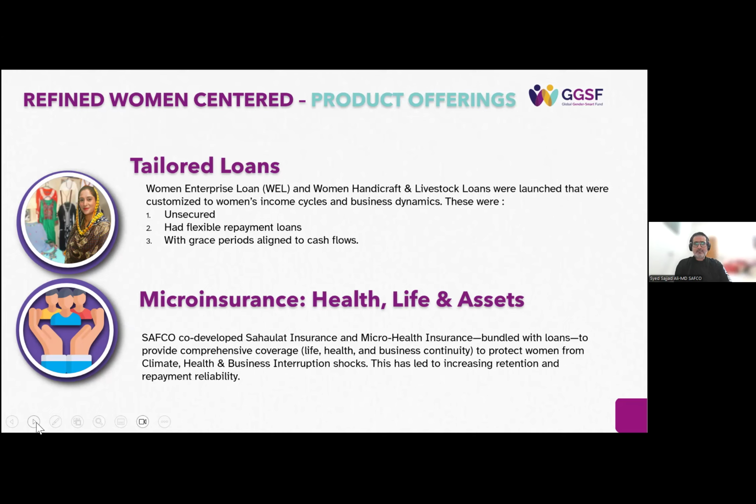So we refined our women-centered product from the offering that we had before, and we made a tailored and customized loan product for women, focused on the businesses that were bringing women into a women-headed business, particularly. So we launched a customized women's product based on the income cycle and the business dynamics of women's businesses. Those were focused on unsecured lending, particularly.